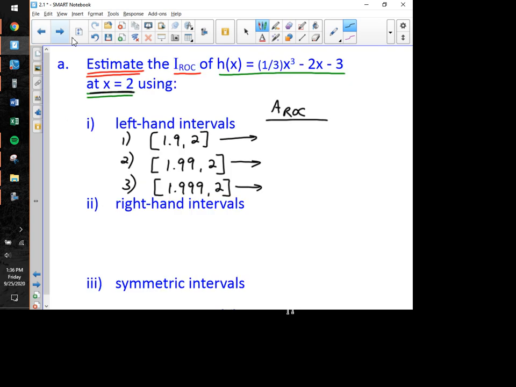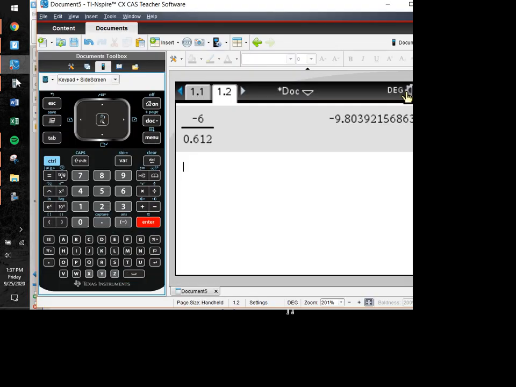That distance from b to a in interval 1 is 1/10. In interval 2, it's 1/100th, and in interval 3, it's 1/1000th. So we can't ever let our denominator equal 0 or become 0, but we can let it approach 0, and we can see what we can learn from that. Now, this could be a pain in the butt to have to do this 9 different times. So we're going to let the calculator do a lot of the work for us.